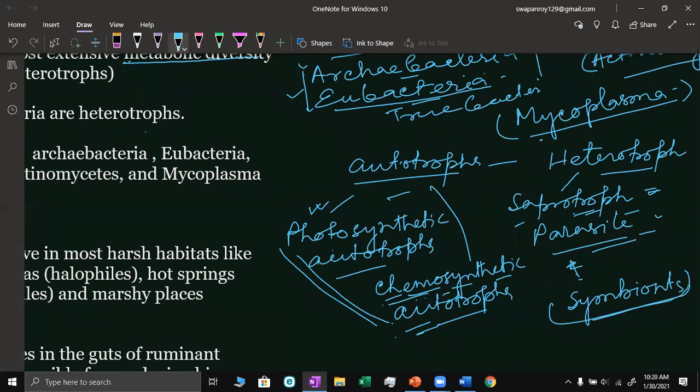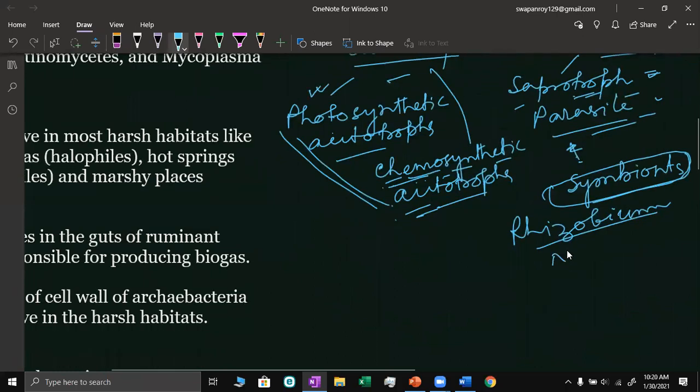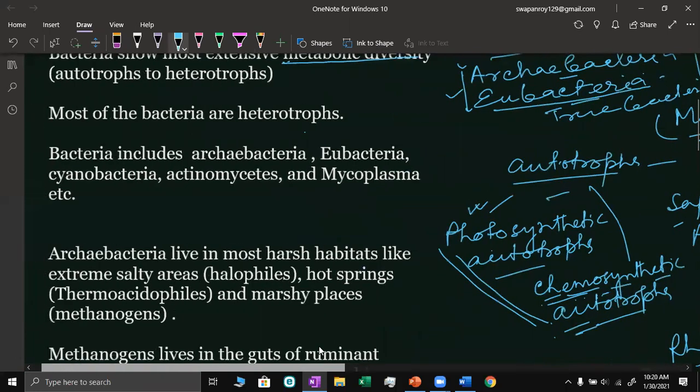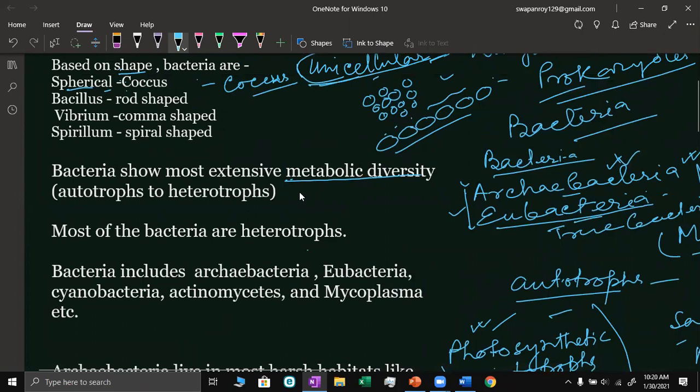Symbiotic bacteria is there. One of the most common symbiotic bacteria that we know is Rhizobium, that is a nitrogen fixer. There are free living nitrogen fixers also. So by metabolism, we get a lot of diversity among the bacteria. But most of the bacteria are heterotrophs. And among these heterotrophs, the most important are the decomposers.